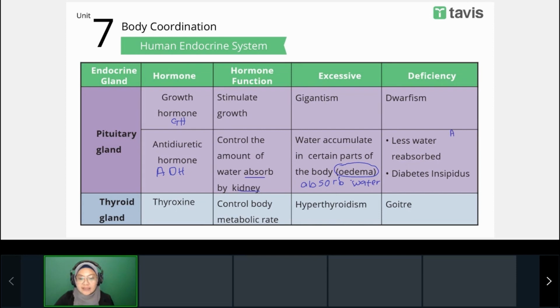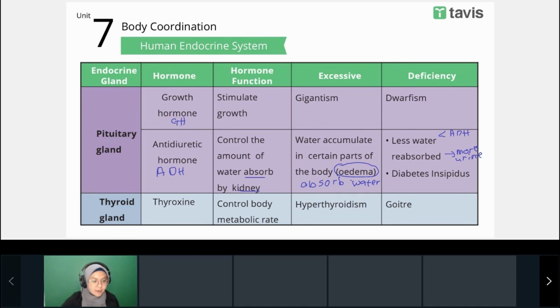What happens if ADH is insufficient? Deficiency in ADH means less water reabsorbed, so more urine produced. Have you heard of the disease diabetes insipidus? One of the symptoms is you keep peeing a lot during nighttime or you are overly thirsty, because your body receives a deficient amount of ADH. A lot of urine will be produced.